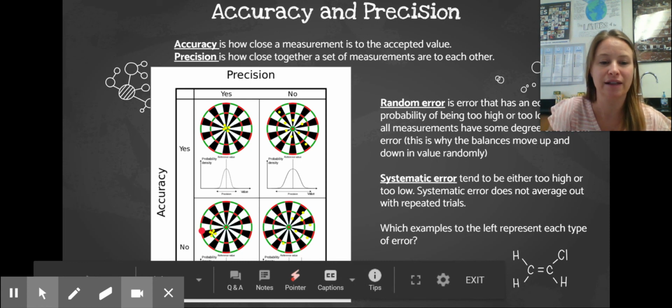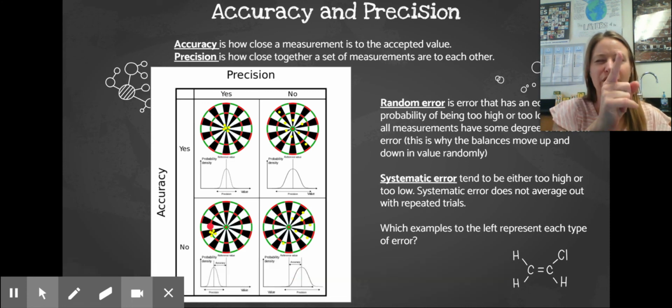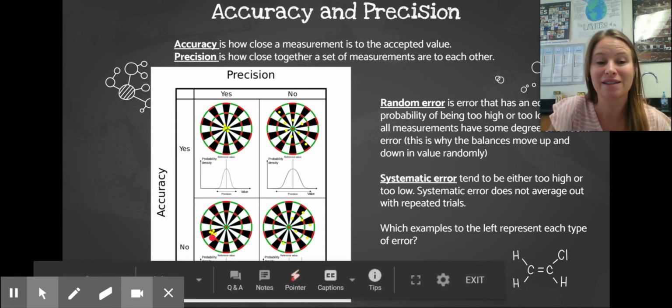This is a classic example of a systematic error. There's something wrong with the system. Like our person throwing darts, when they close one eye and everything jumps and they're hitting the same spot, but it's off from the target, that's a systematic error.